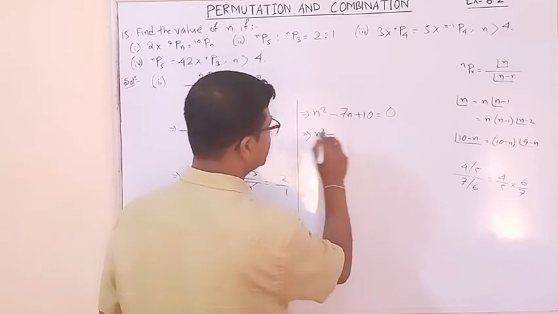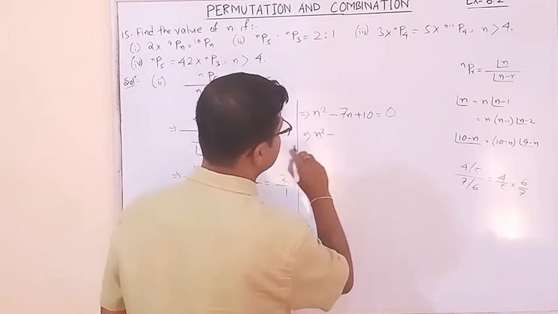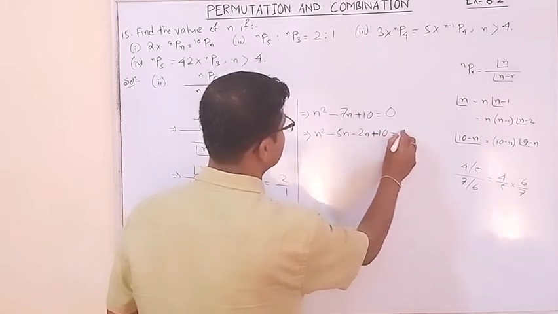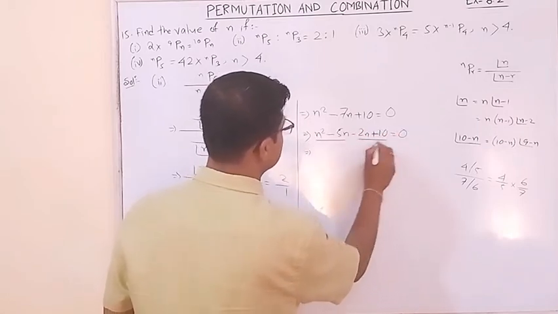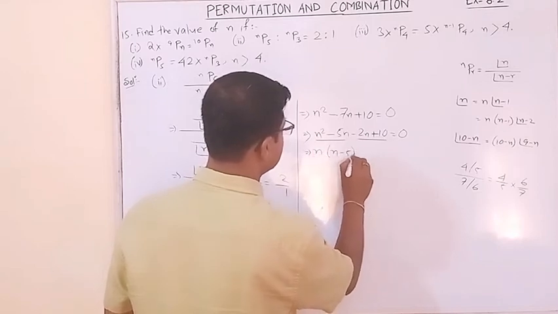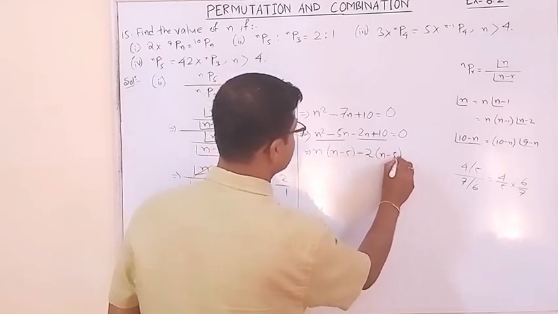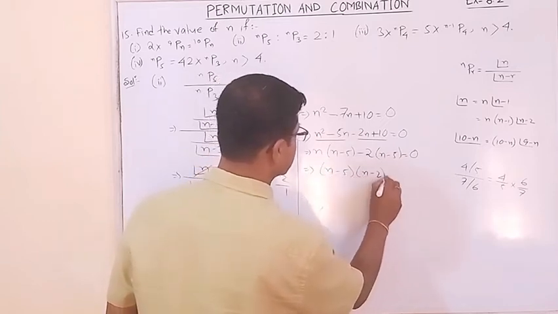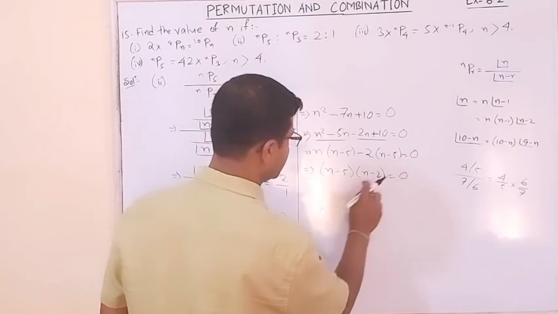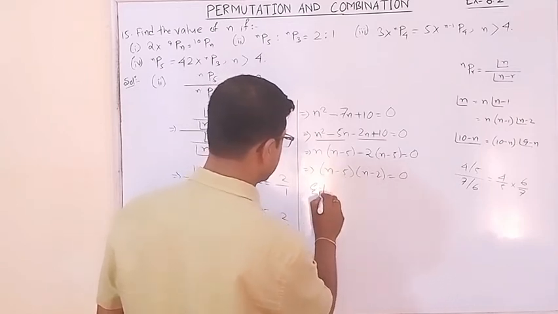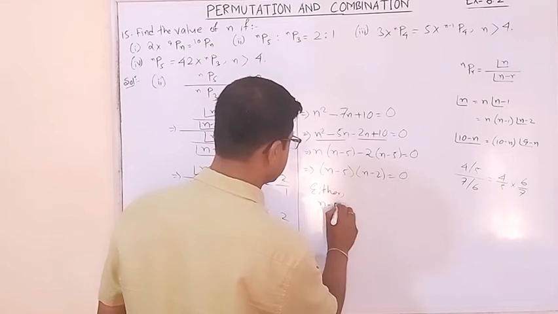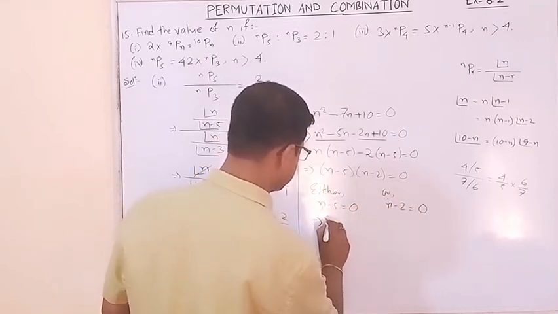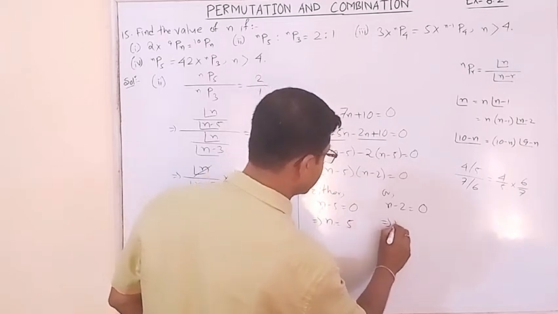So n square, middle term splitting we have to use here. So this is n square minus 5n minus 2n plus 10. You know it, I am not explaining. So let us make a pair. n minus 5 is common, so n minus 5 into n minus 2 is equal to 0. So either this is 0 or this is 0, as their product is 0. Either n minus 5 is equal to 0 or n minus 2 is equal to 0. n is equal to 5, n is equal to 2.